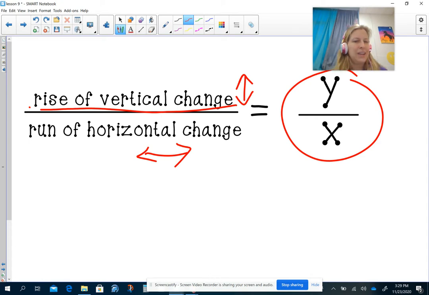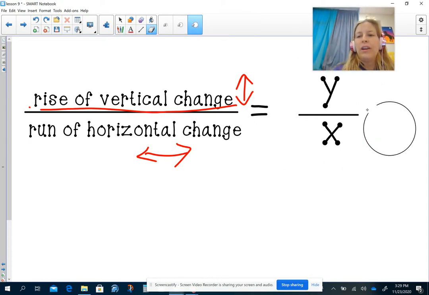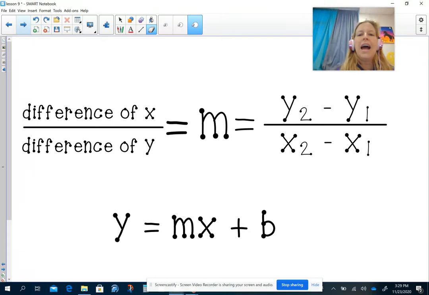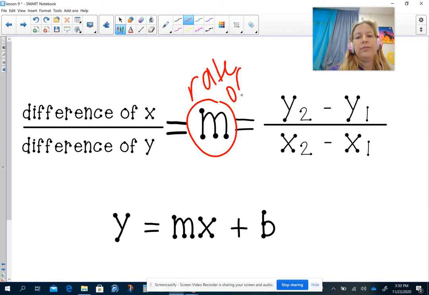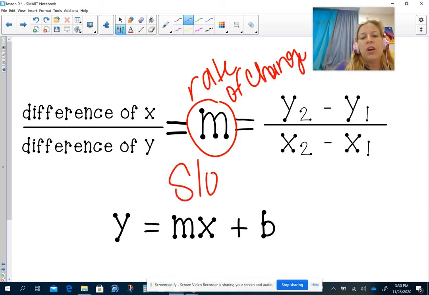3, 2, and 1. Okay, so now keep your notebooks open because we're going to add to it, okay? So we're still talking about our m, our rate of change. And we're also talking about that rise over run also means the difference. And again, we've written this before as well, but we're going to write it again because we want to make sure the difference of y over the difference of x is our rate of change. But guess what we're going to start calling it today? We're going to start calling it the slope of our line, okay?